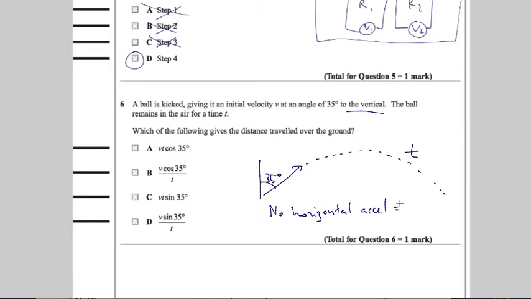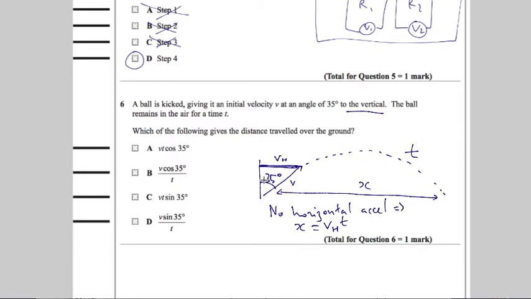That implies that the distance x that it's going to travel is just equal to the horizontal component of the initial velocity multiplied by time. So all we need to do is work out what this horizontal component of the velocity is. Well, it's going to be this side of this triangle, VH, and that's the opposite 35 degrees, so it is going to involve sine, right?